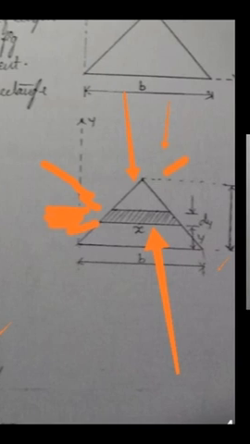If you are finding x bar, that is the x distance with respect to the origin. If you are finding y bar, you have to find the y distance from the CG of that area. Either you take the smaller area or the bigger area, you have to take the distance from its CG with respect to the origin.